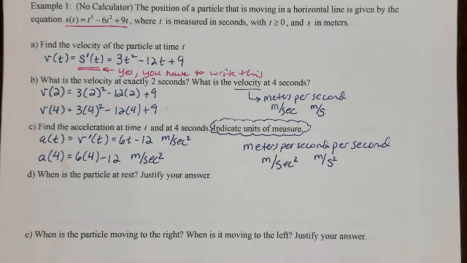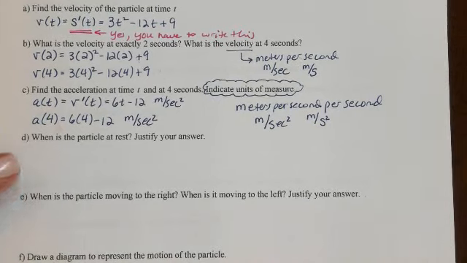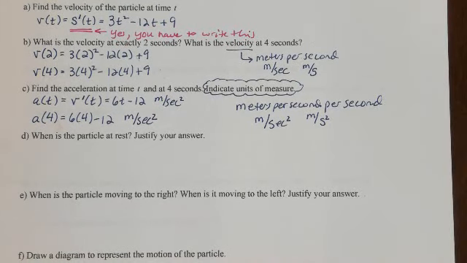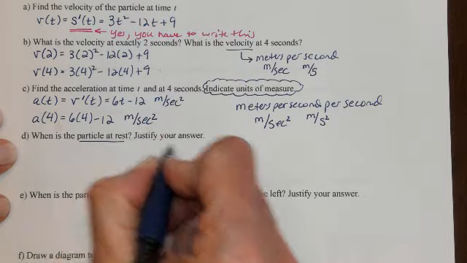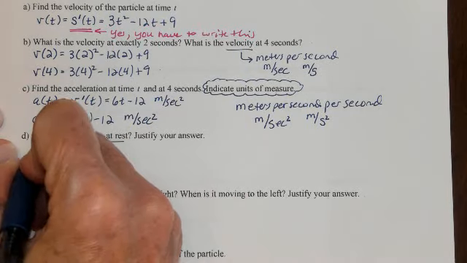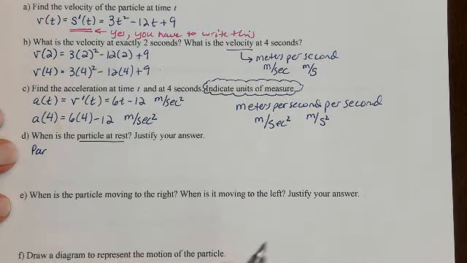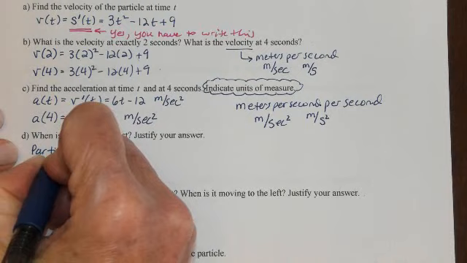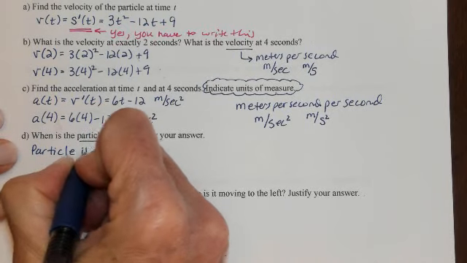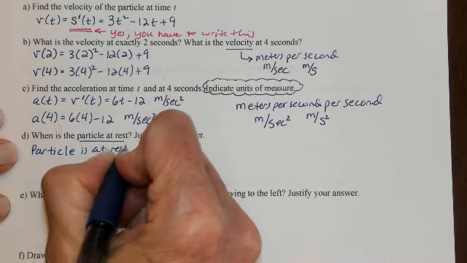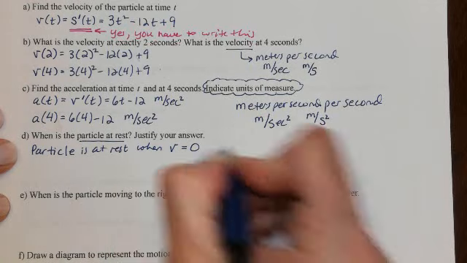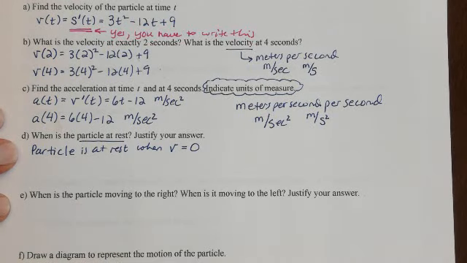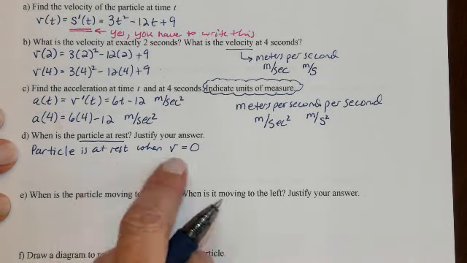Okay? Part D. When is the particle at rest? Well, the particle is at rest when, in fact I'm going to write that because I have to justify my answer anyway. The particle is at rest when velocity equals 0. That's when the particle is at rest. So I've already justified my answer.